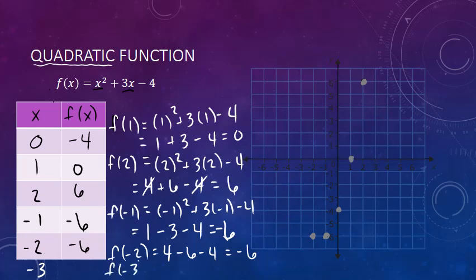So f of negative 3 will be negative 3 squared, which is 9. 3 times negative 3 is negative 9, and then minus 4. 9 minus 9 is 0. 0 minus 4 is negative 4. Okay, so I lied. It's going to be at (-3, -4). And that's why you want to always think about what you're doing. I mean, even I make mistakes.